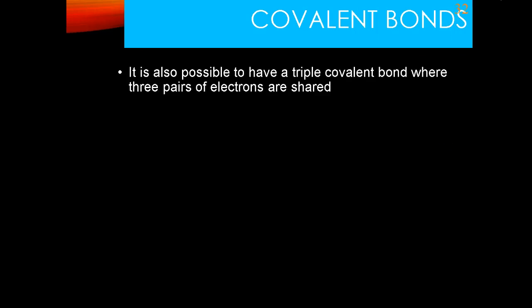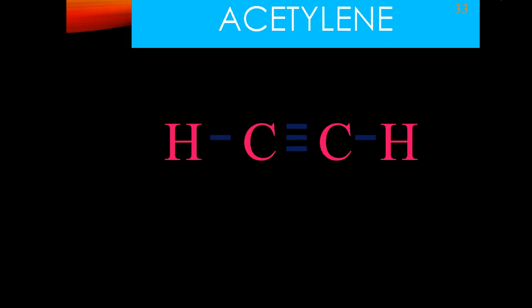So it says, is it possible to have a triple covalent bond? Of course it is. In a triple covalent bond, we're going to share 3 pairs of electrons. In other words, if we looked at the formula C2H2, that would represent a nonpolar covalent bond.